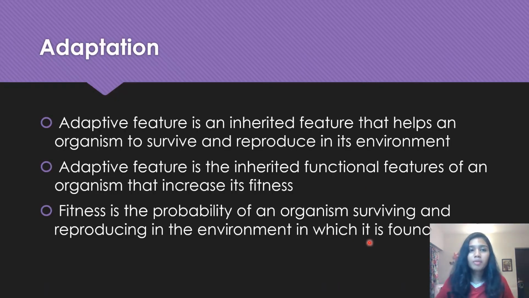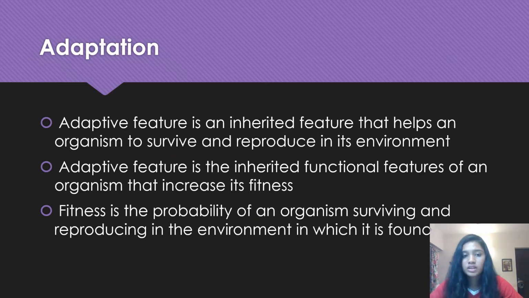Now we're coming to the chapter adaptation. Now these are 3 definitions taken straight from your syllabus. You have to know every word. I have not put anything in bold because everything is as important as the other. These are 1 or 2 mark definitions, you have to know them. And if you don't know them, I will be disappointed. So please make me happy. An adaptive feature is an inherited feature that helps an organism to survive and reproduce in its environment.